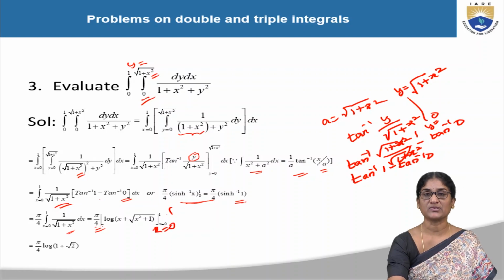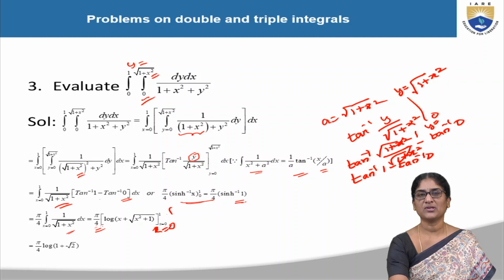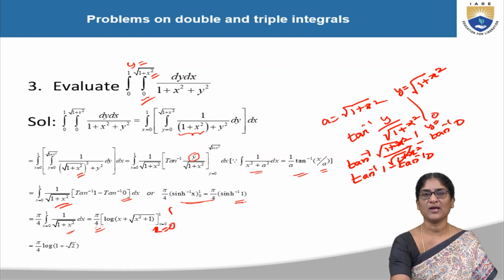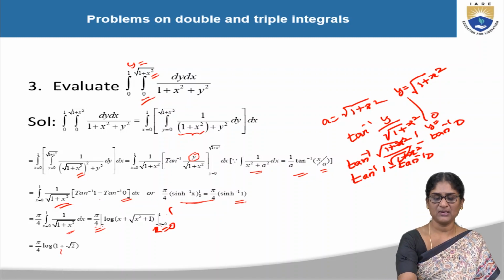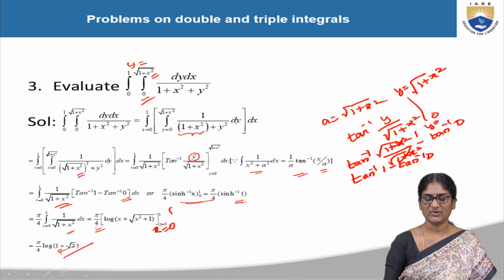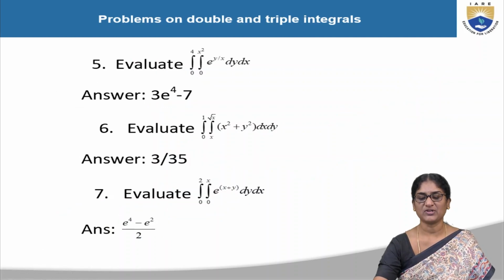0 to 1, sorry. So that is nothing but pi by 4 log of 1. X is nothing but 1 plus root over 1 plus 1. Okay, that is 2. So this is nothing but 1 plus root over 2, and then the second term becomes 0, log 0. So this is the numerical value for this question. Now let's go for the next equation.